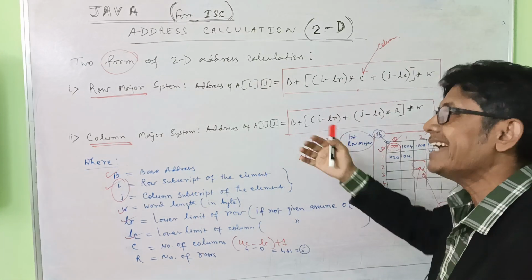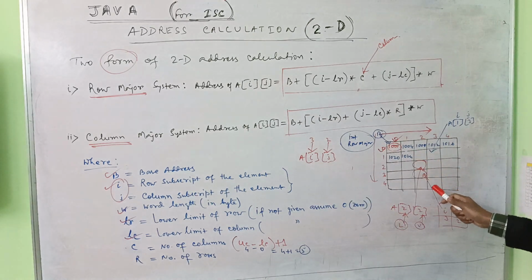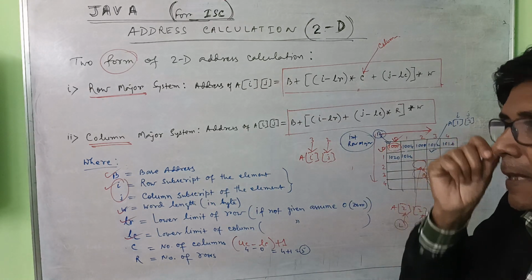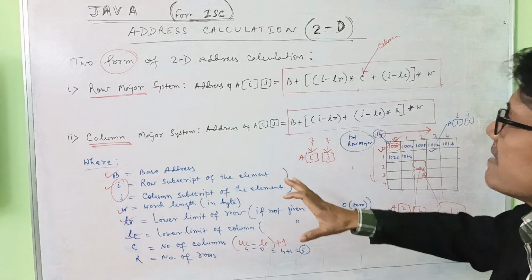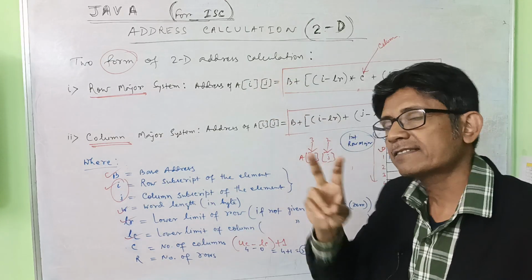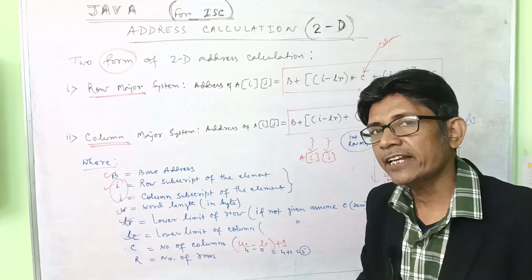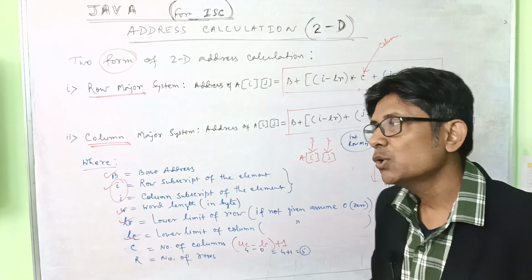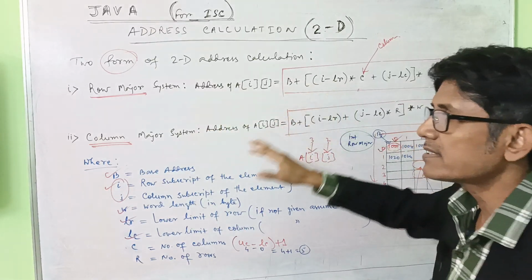If you take any problem, we have to do the calculation in this method. I'll show you one simple example, then you can understand it clearly. So this is the formula part. This type of question will come in the ISC examination. There will be a 2 marks question in the compulsory part. So if you get a row measure system, you will follow this; for column measure, this.